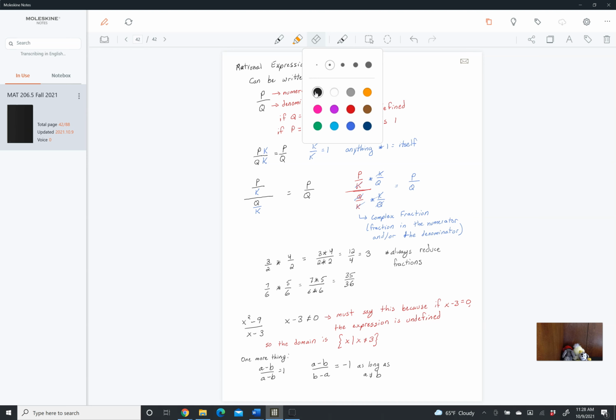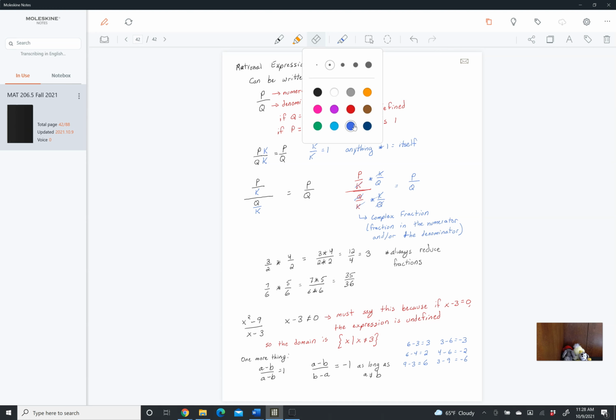Okay? Why is this true? Think about it. Let's think about it in terms of numbers first. If you take 6 minus 3, that's equal to 3. But if you take 3 minus 6, that's equal to negative 3. If you take 6 minus 4, that's equal to 2. But if you take 4 minus 6, that's equal to negative 2. If you take 9 minus 3, that's equal to 6. But if you take 3 minus 9, that's equal to negative 6.